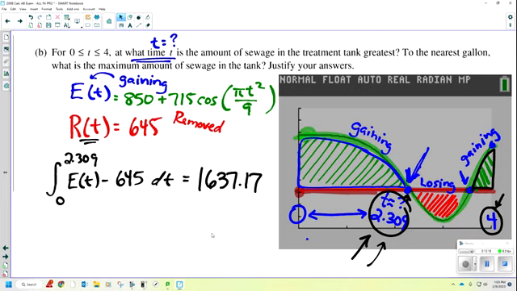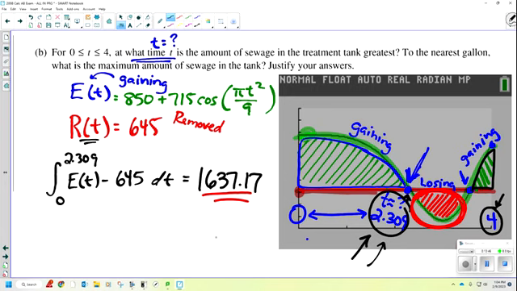Because even though I lose some sewage, I start to gain sewage again closer to the end. After this time 2.309, this number starts going down because of this value here. That is a negative value, because my amount of sewage leaving is greater than gaining. So let's check at time 4.